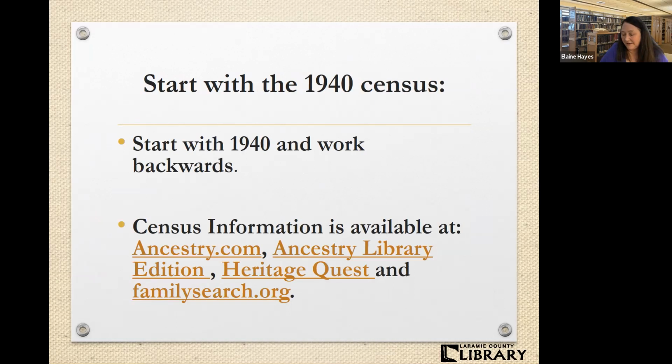And like I said, the census information is widely available: Ancestry.com, Ancestry Library Edition, Heritage Quest, and FamilySearch. I haven't mentioned Ancestry Library Edition or Heritage Quest yet, but we will tell you more about that. Ancestry Library Edition is the library version of Ancestry.com. So it's what public libraries pay for and what our library has here. And it's the same thing. It's all the same information as Ancestry.com.